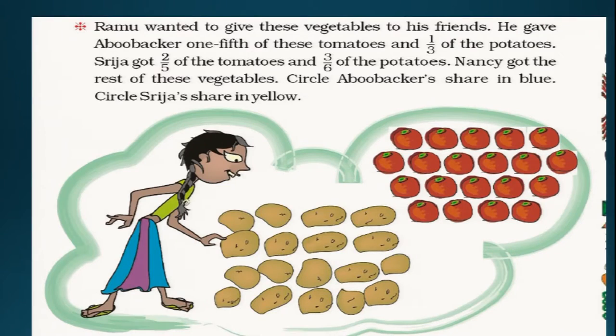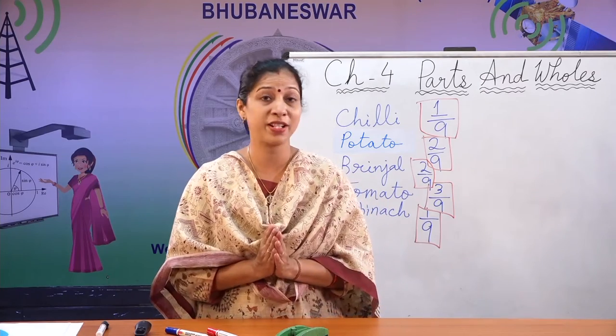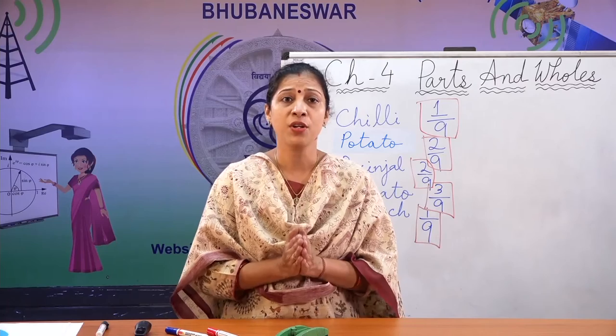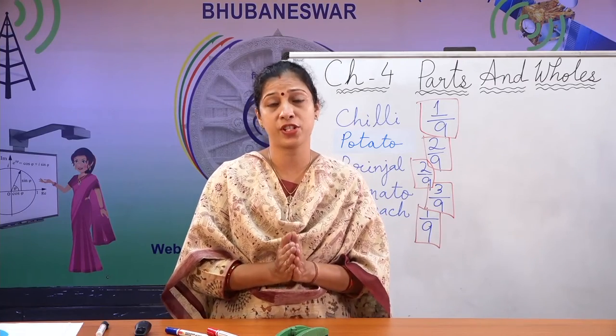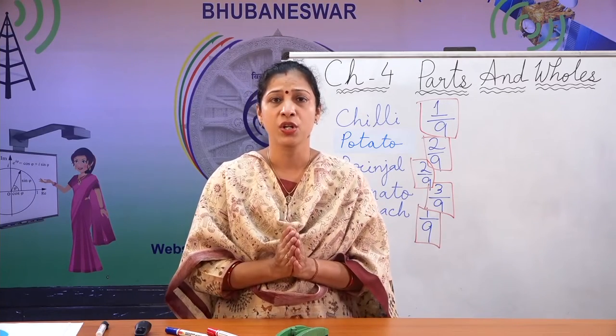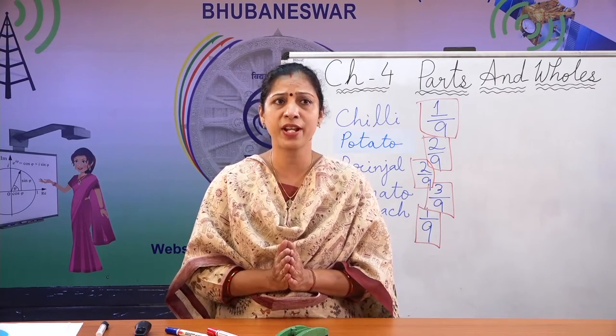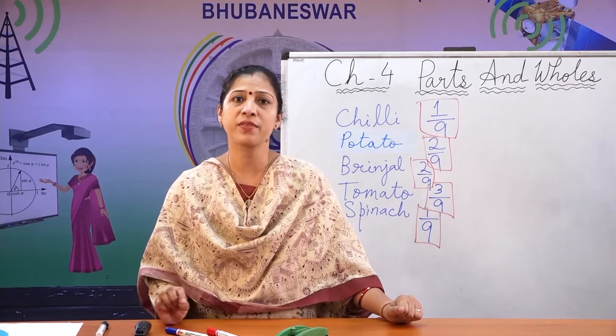Now Ramu is a very generous person. Whatever vegetable he has grown, he wants to give it to his friends, just like Manju, who has given her chocolate to all her friends. So now today Ramu wants to give the vegetables to his friends. So let's see how he is distributing his vegetables to the friends.